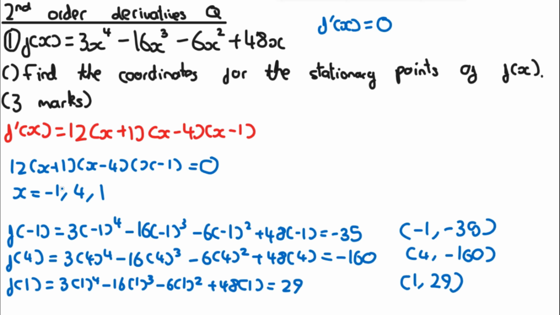Now again, you can check if these x points are right by using the d/dx function in your calculator, putting in this original function, then putting in -1, 4 and 1, and they all should give out 0. So that's a good way to check that you've got the answer right up to this point.